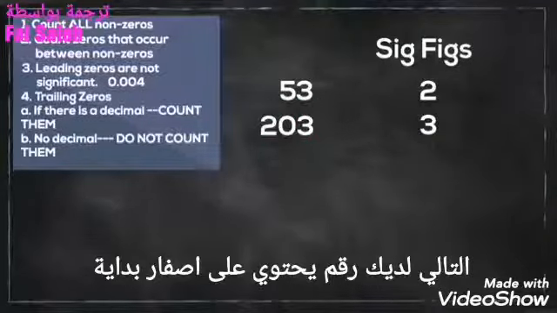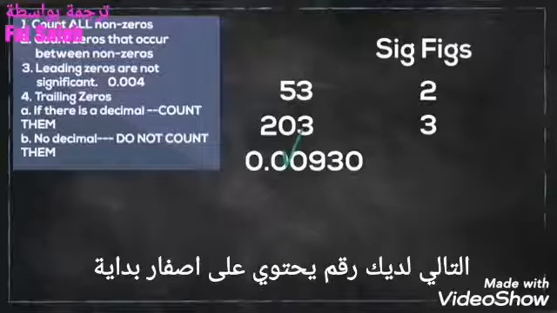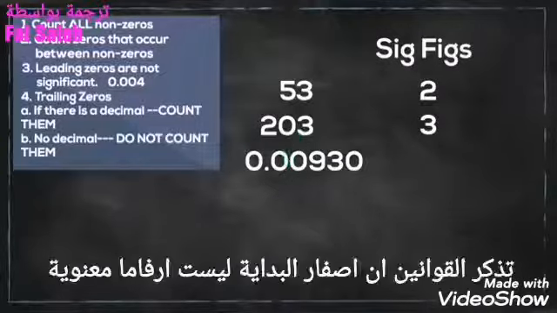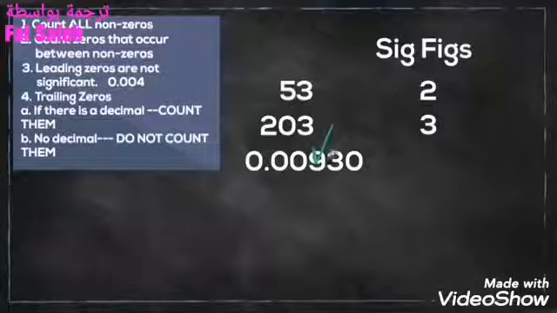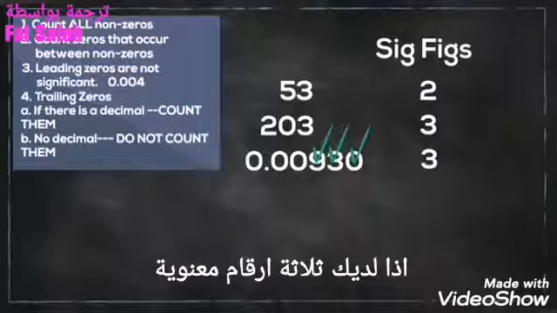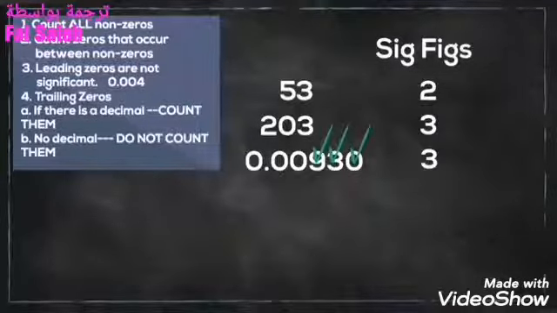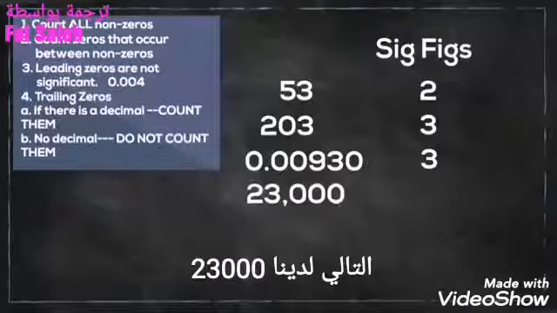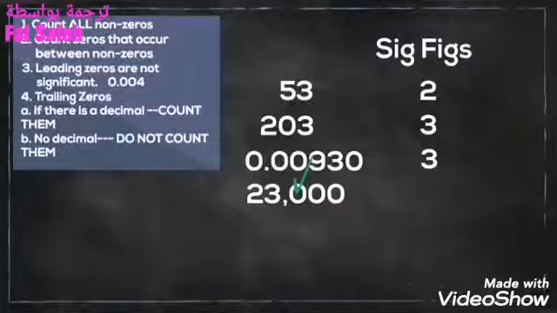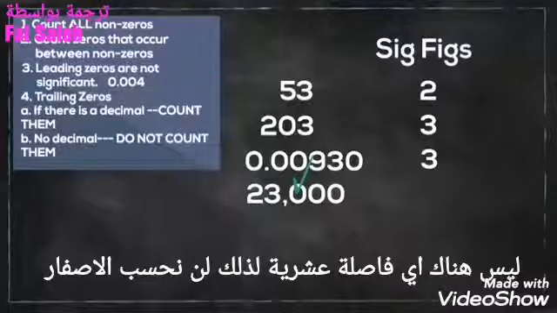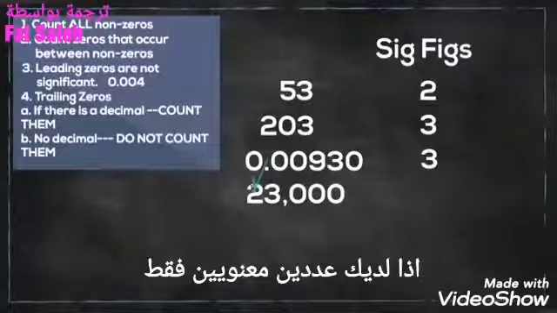Next, we have one with some leading zeros. Remember the rules, leading zeros are not significant, so you will not count until you get to the 9. So you will have 3 significant figures. Next, we have 23,000. Okay, let's look at the rules for trailing zeros. There is no decimal, so you do not count the trailing zeros, so you will have 2.